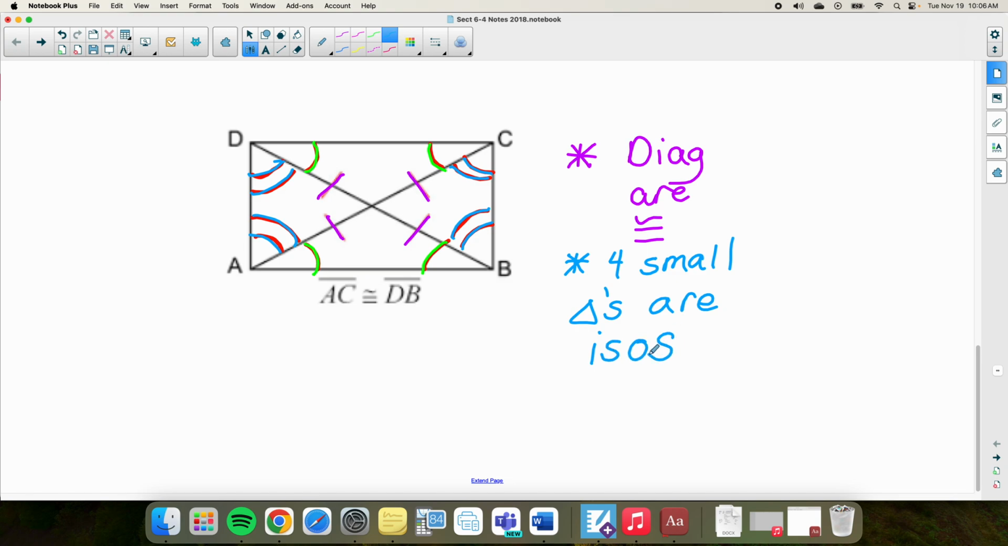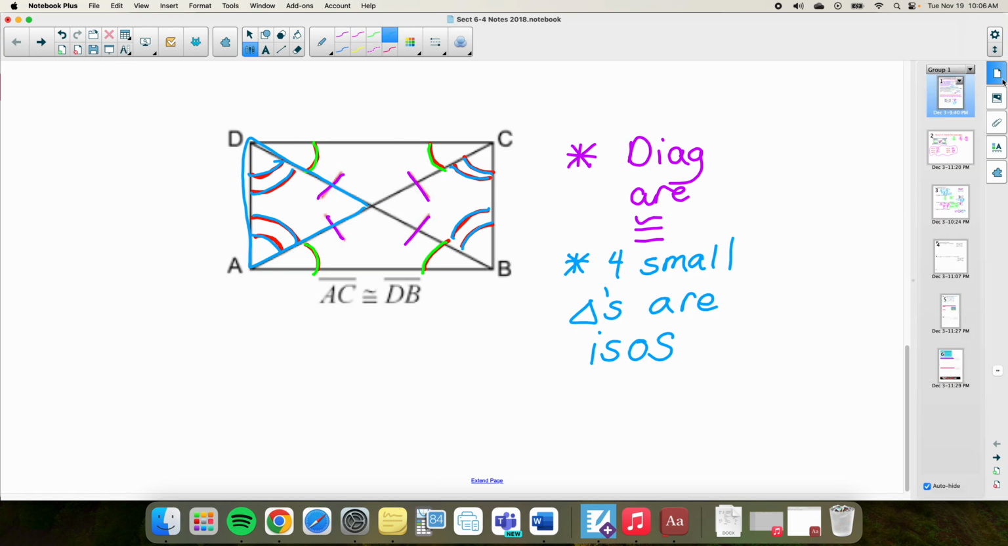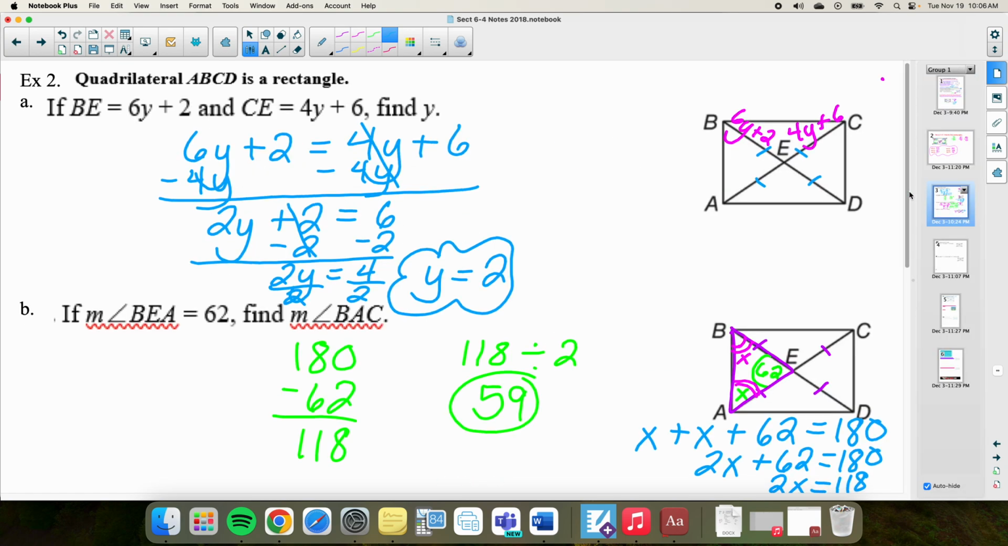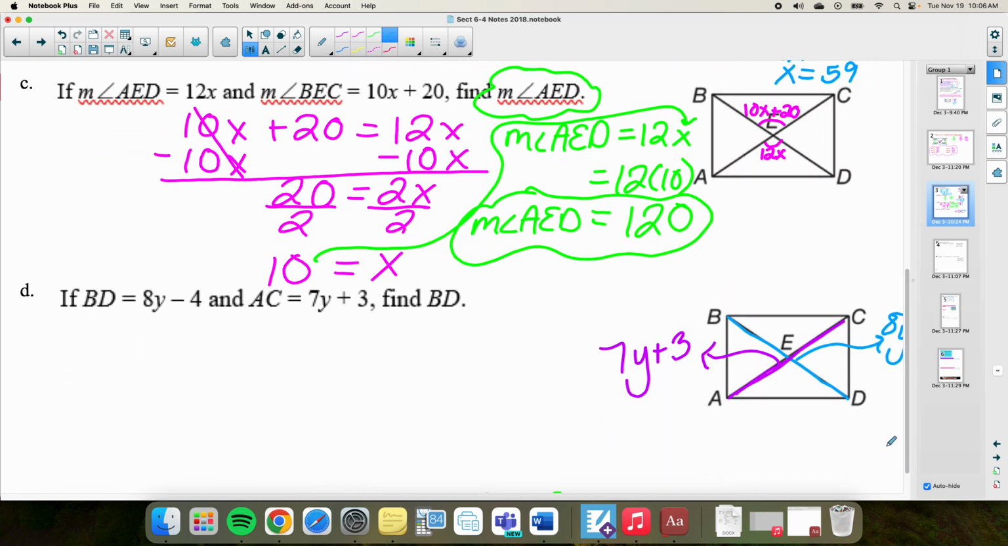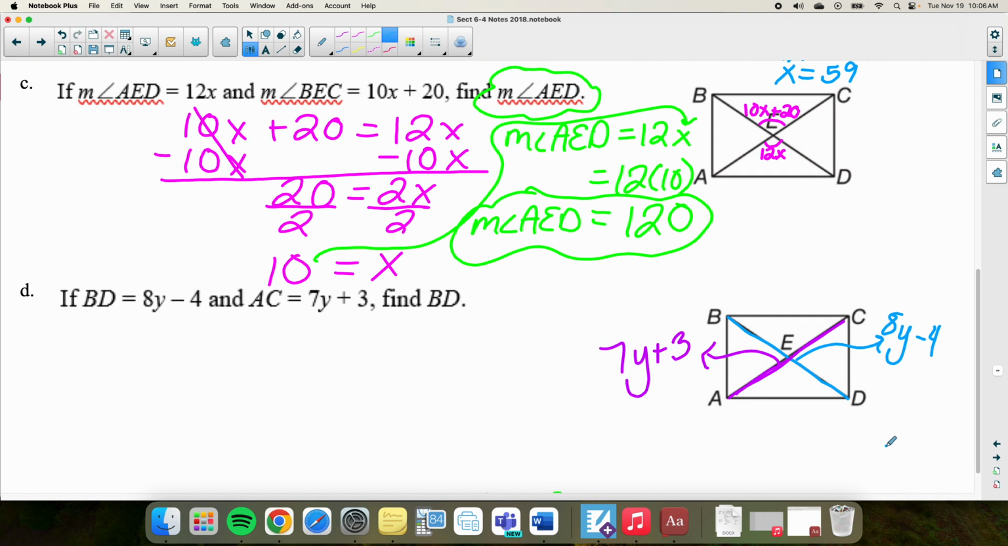So what I mean by that is, this is one of the small ones. This is one of the small ones. This is one of the small ones, and that is one of the small ones. So those 4 are all isosceles, so keep that in mind too. Okay, so the diagonals are equal is what we wrote down. So that means those two pieces equal each other. So 7y plus 3 equals 8y minus 4.